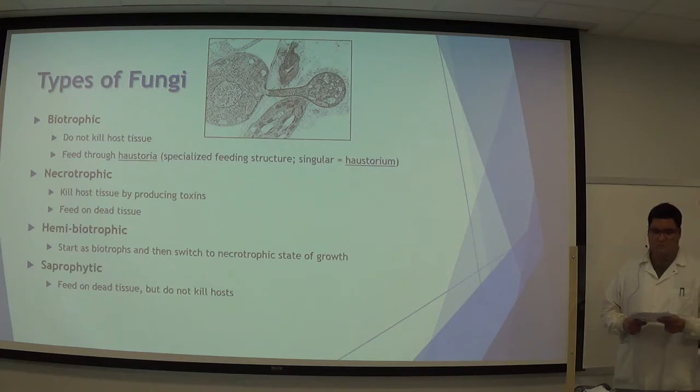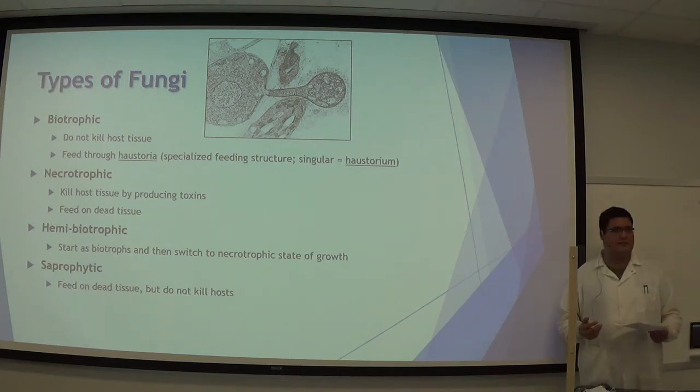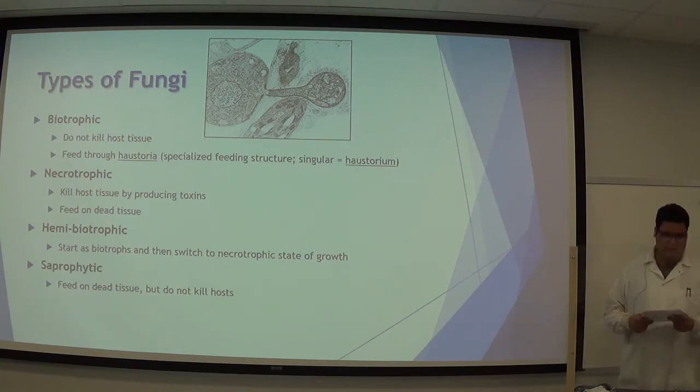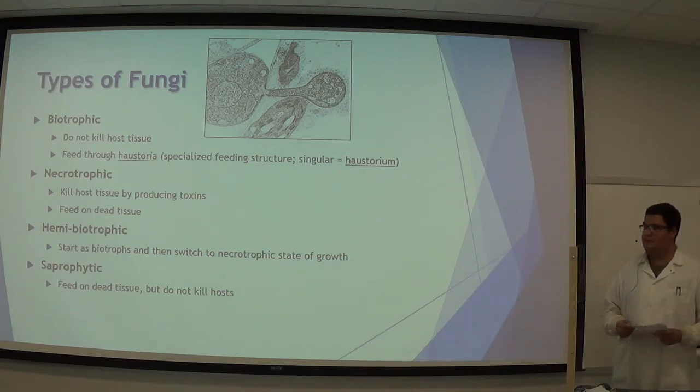Then there's hemibiotrophic. What does hemi mean? Hemi means sometimes, or sort of. So sometimes biotrophic. A hemibiotroph starts off as a biotroph, and then later it switches to a necrotroph. So it'll take as many nutrients as it can from the plant while the plant is growing, and then at some point it'll just straight up kill the plant once the fungus has grown enough. And then there's saprophytic, which just feed on dead tissue and don't kill the host. Saprophytes usually don't grow on living organisms, they usually just decompose matter.